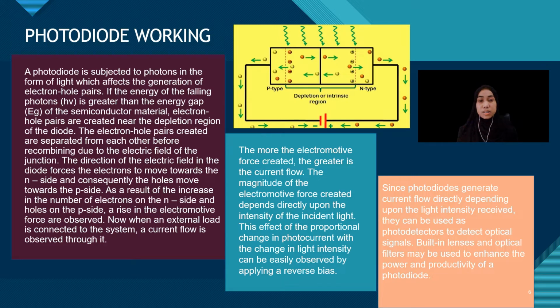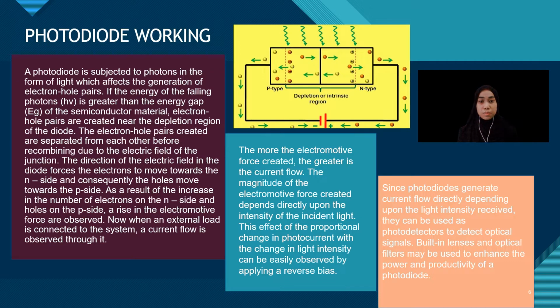The direction of the electric field in the diode forces the electron to move towards the N side, and consequently the hole moves towards the P side. As a result of the increase in the number of electrons on the N side and holes on the P side, a rise in electromotive force is observed. Now, when an external load is connected to the system, a current flow is observed through it. The more the electromotive force created, the greater is the current flow. The magnitude of the electromotive force created depends directly upon the intensity of the incident light.